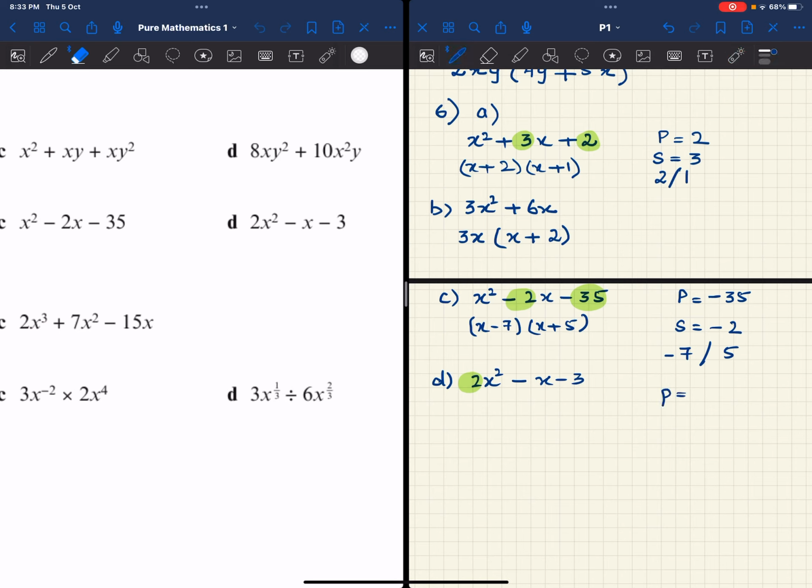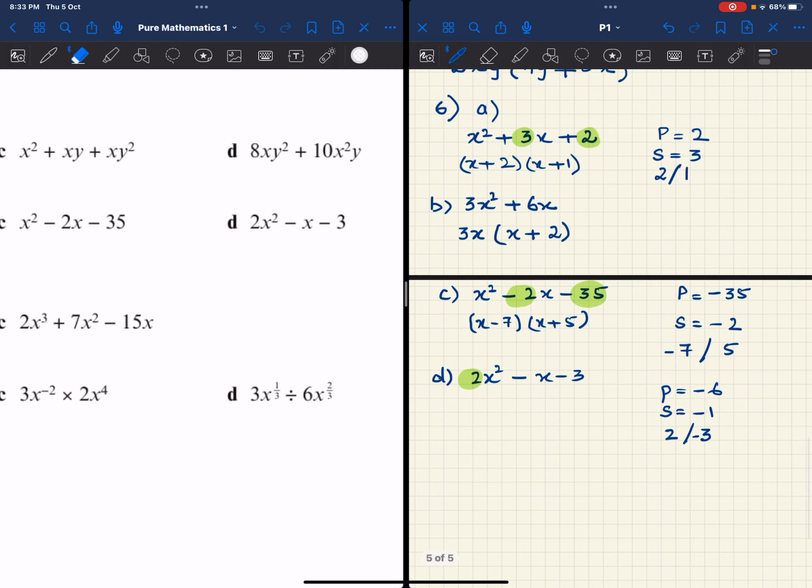So the product is, in the earlier case, the product was negative 35, for example, or positive 2, when the coefficient of x squared was just 1. But in this case, the product is going to be 2 times negative 3, which is negative 6. So negative 6, the sum is the coefficient of x, which is negative 1. What are the two numbers that multiply to give us 6? 2 threes are 6. Since the sum is negative, the bigger number will have the minus sign.